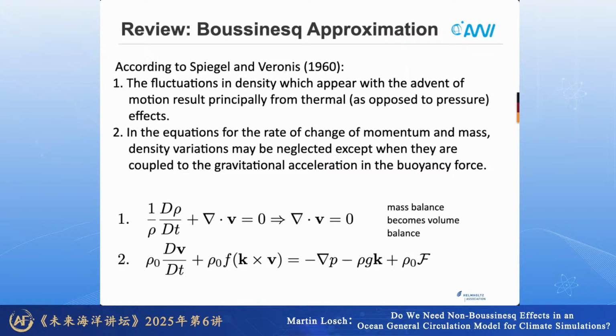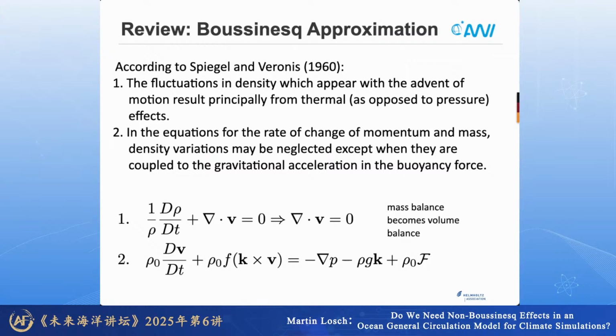That's the assumption. So that makes the first equation down there decouple the rate of change of density from the convergence or the divergence of velocity, so that we have incompressible flow, right? And this is what basically makes the equation no longer mass conserving but volume conserving.